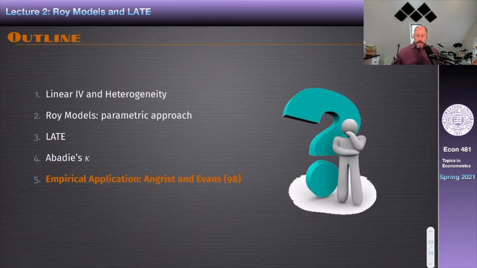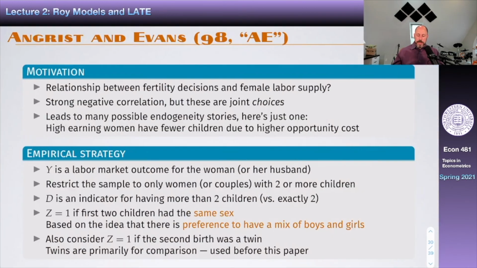Questions? We're going to go over this applied paper by Angus and Evans. It's a 98 paper, and it's about the relationship between fertility decisions and female labor supply. We know that there's a strong negative correlation, okay? But as I wrote here, these are joint choices, right?